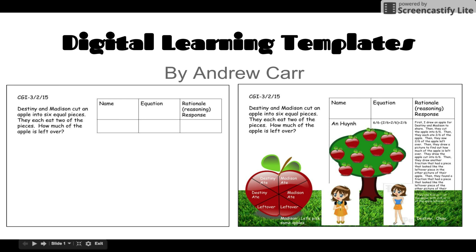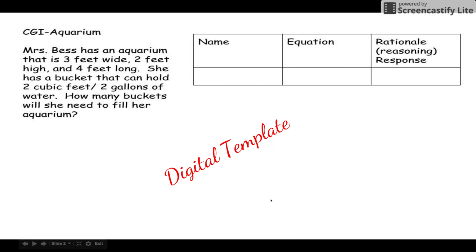Here's an example of a student's work where she read the problem, she answered her rationale and talked about how she solved it. She wrote an equation of how she solved it, and then she created this picture that also demonstrates how she solved this problem. Here is an example of a blank digital template, with the equation over here. We're working on volume. You can see there's a spot for their name, an equation, and their rationale and response.